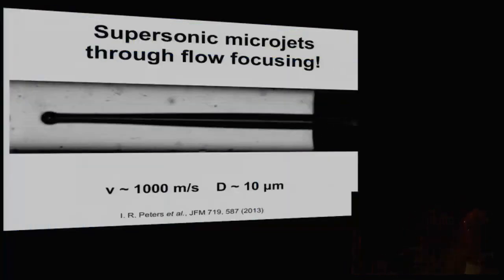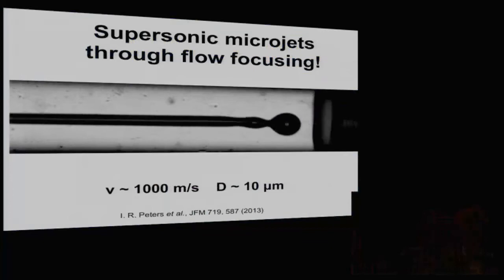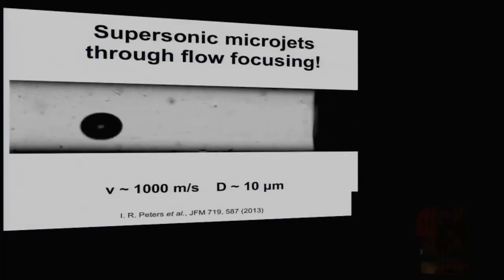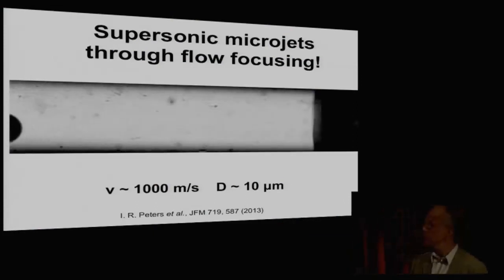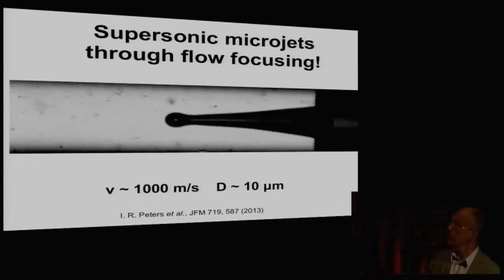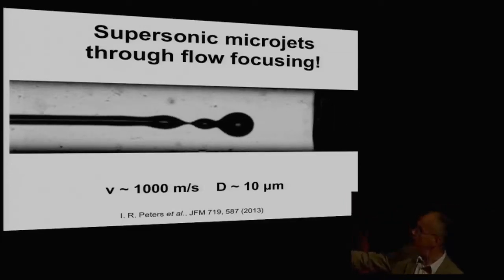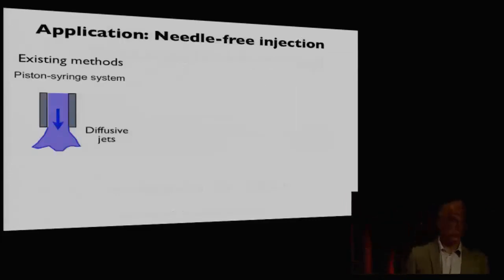Here you see it once more. The jet velocities can go up to 1,000 meters per second, which is just remarkable. I remember the speed of sound in air is 330 meters per second, and here you achieve up to 1,000 meters per second. It's really very, very violent, and you can do something with it. So you can do something for needle-free injection.